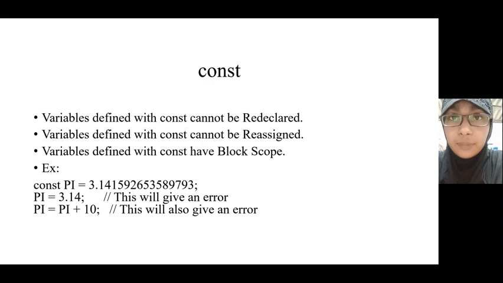Now let us discuss the const type. Variables defined with const cannot be redeclared, similar to the let type. Variables defined with const cannot be reassigned. Variables defined with const have block scope. Const is somewhat similar to the let type. Now see the example: const pi equal to 3.14. Pi equal to 3.14 again gives an error because it already has a value, and pi equal to pi plus 10 also will give us an error because it cannot be redeclared or reassigned.